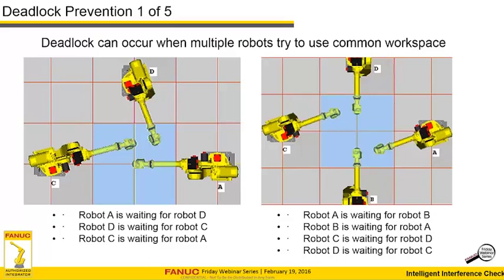We have a bunch of robots that are going for the same work area, and A is waiting for D, D is waiting for C, C is waiting for A, or A is waiting for B, B is waiting for A, C and for D. So it's basically a mess. These robots are all trying to jump in there and work, but they're all waiting for each other to get out of the way before they can move, and it's a mess.